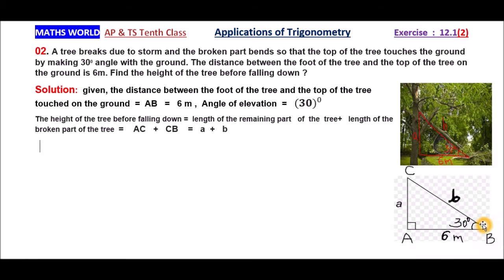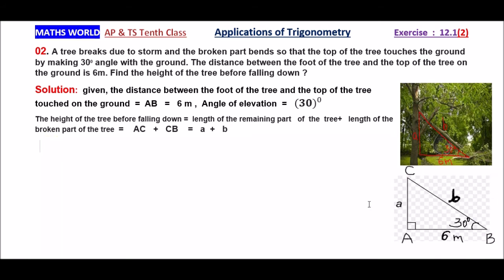Understand? And what about this portion, the length of the remaining part? With respect to 30 degrees, this is the opposite side, AC, and this is adjacent side, AB. So opposite side divided by adjacent side is nothing but tan theta. So we use tan 30 degrees. So for finding the length of the remaining part, we use tan, and for finding the length of the broken part of the tree, we use cos.